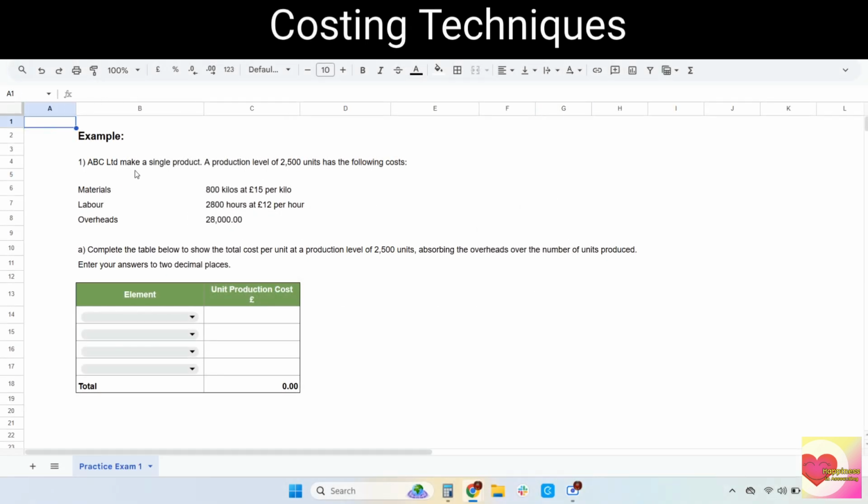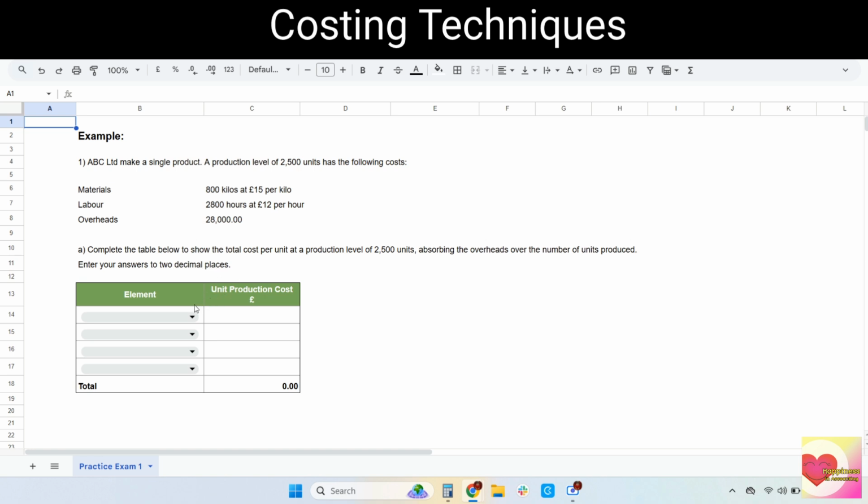Number 1, ABC Limited make a single product. A production level of 2,500 units has the following costs. We have these three costs: the material, labor, and overheads. Letter A. Complete the table below to show the total cost per unit at a production level of 2,500 units, absorbing the overheads over the number of units produced. Enter your answers to 2 decimal places.